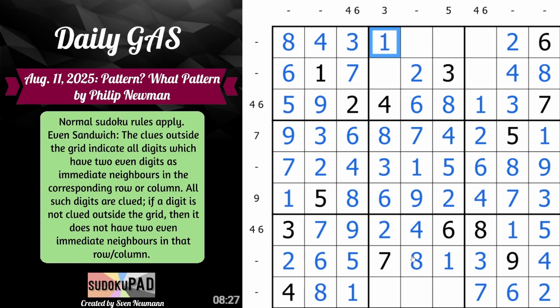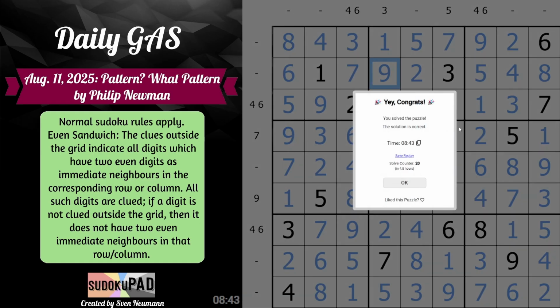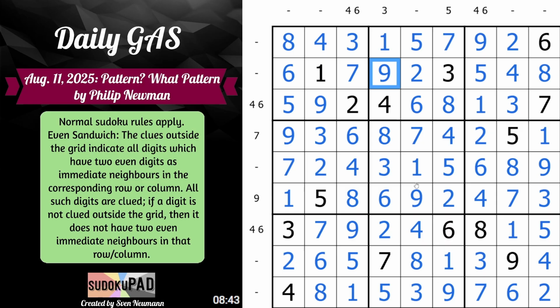What are we missing? 5 and 3. So this will be 5, 3, 5, 9, 7, 7. Oh, we'll do the 5, 9. And to finish this off, we're just missing another 9. And we are done in 8 minutes and 43 seconds with "What Pattern?" by Philip Newman.